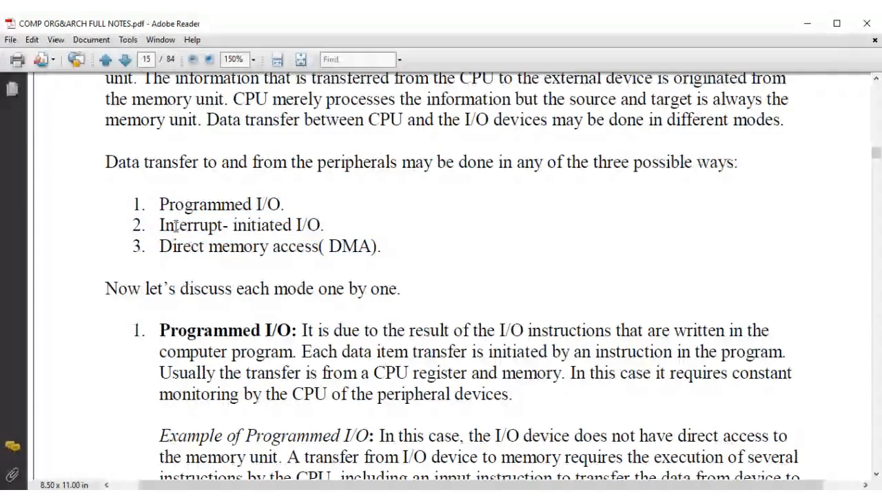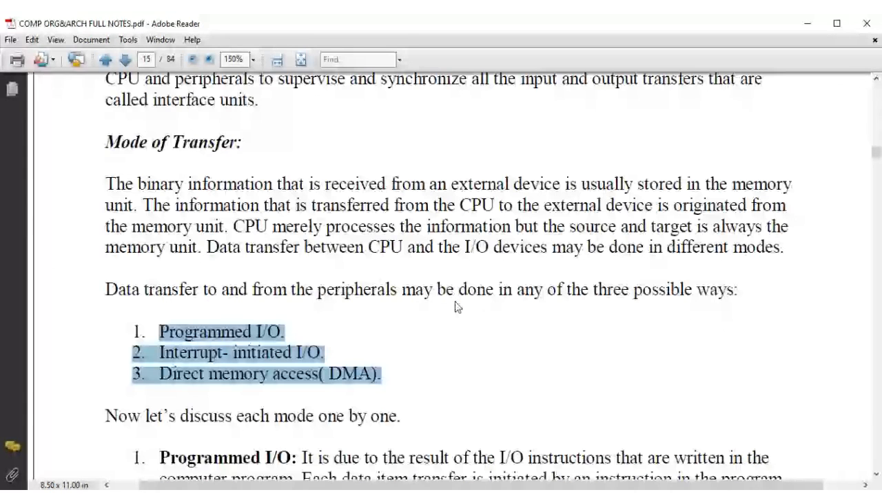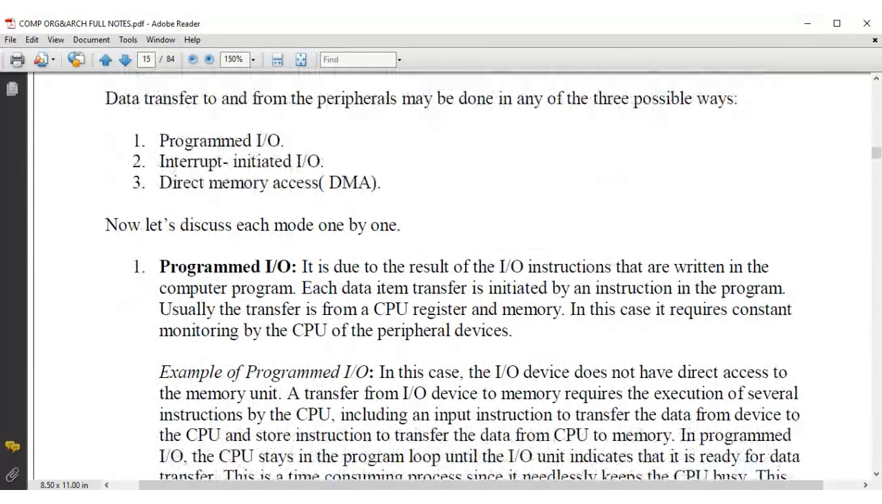I have scheduled this class to end at 1:30, so it is 8 minutes to time. So we're going to continue this from next class so that you can also absorb what we have been able to learn so far. So we stop at this point. Three modes of transfer through input output modules: programmed I/O, interrupt-driven or interrupt-initiated I/O, and direct memory access. We are going to discuss this in detail in the next classes. So I beg that we stop at that point. If there is any question, you can ask.